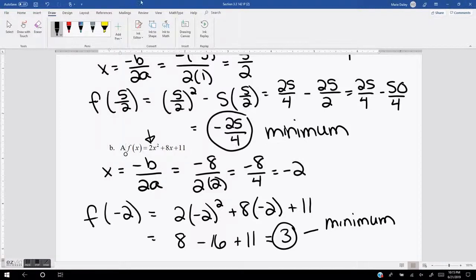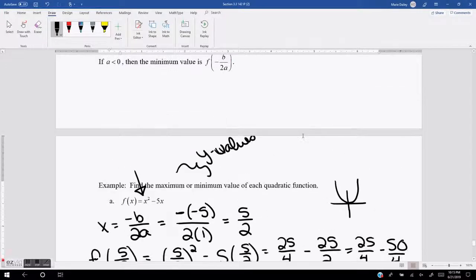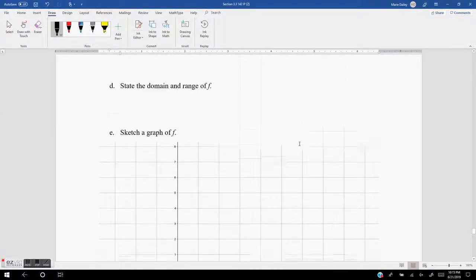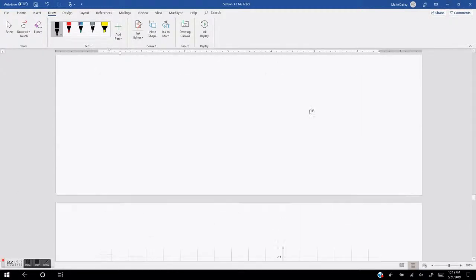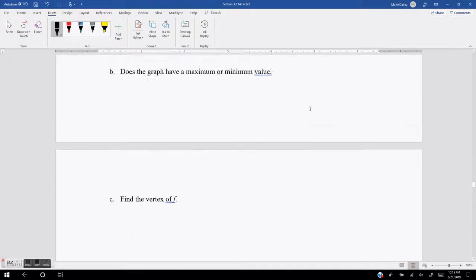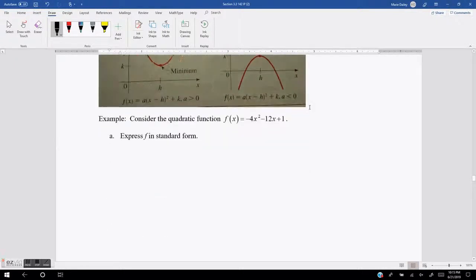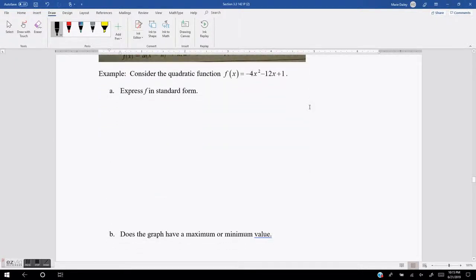Fantastic. All right. Let's go ahead and do a few more practice problems, putting this into standard form. So let's back up here. All right, we're looking for the equation negative 4x squared minus 12x plus 1. As we look at that, a is negative, which means the graph opens down. That's always a good thing to know. So we know the graph should look something like this when we are done. Okay, so express it in standard form.